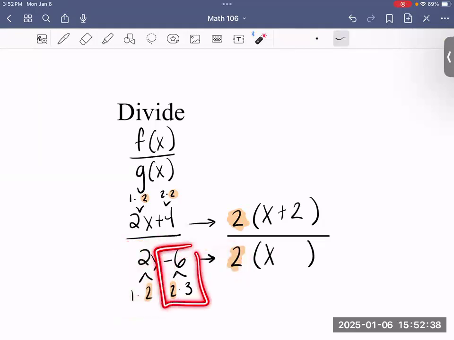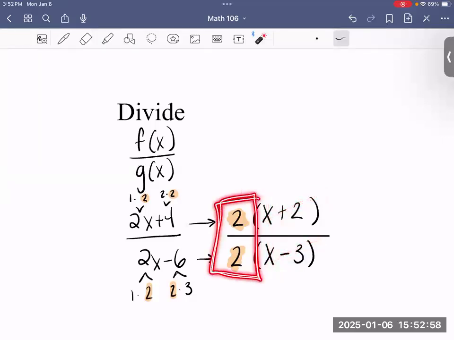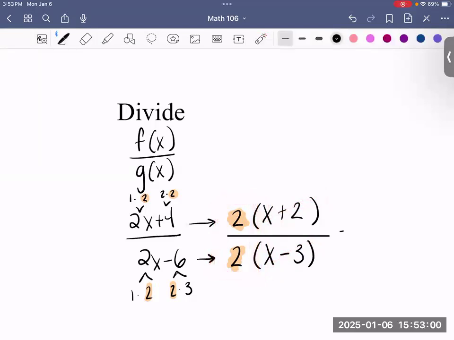Then you have minus, and the 6 got rewritten as a 2 times 3. The orange we took out, so what's left over is the 3. And we have a minus 3 here because of the subtraction sign. Now these parentheses are not the exact same, so they can't cancel. The x's don't cancel, but you do have 2 of the same number on the outside, so we can go ahead and cancel those out. So the simplified version would be x plus 2 over x minus 3.